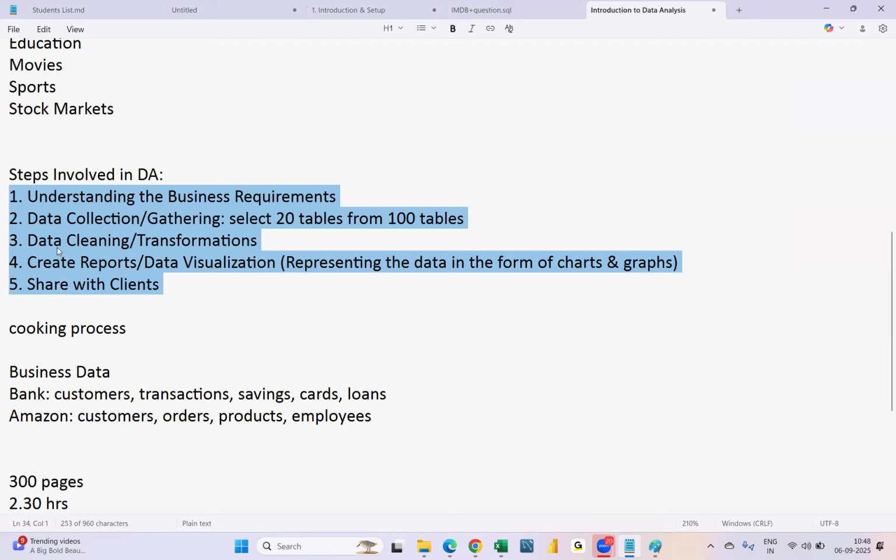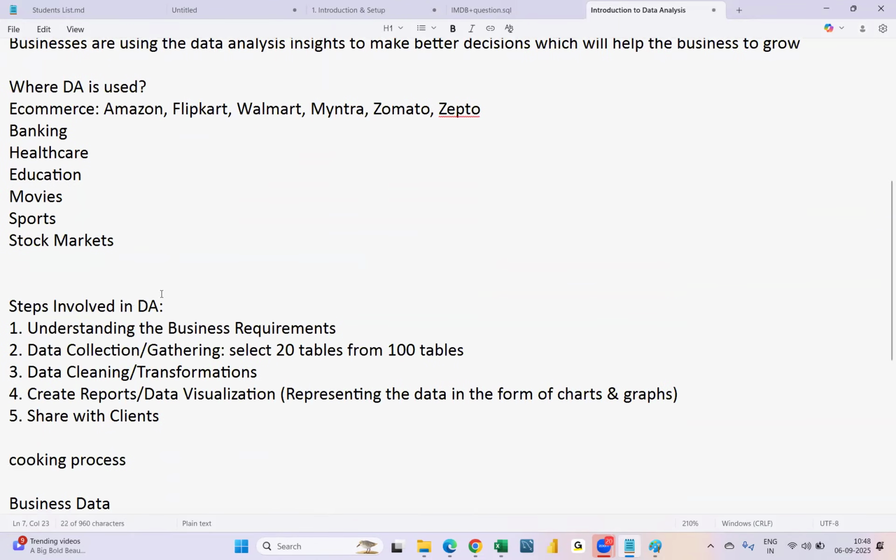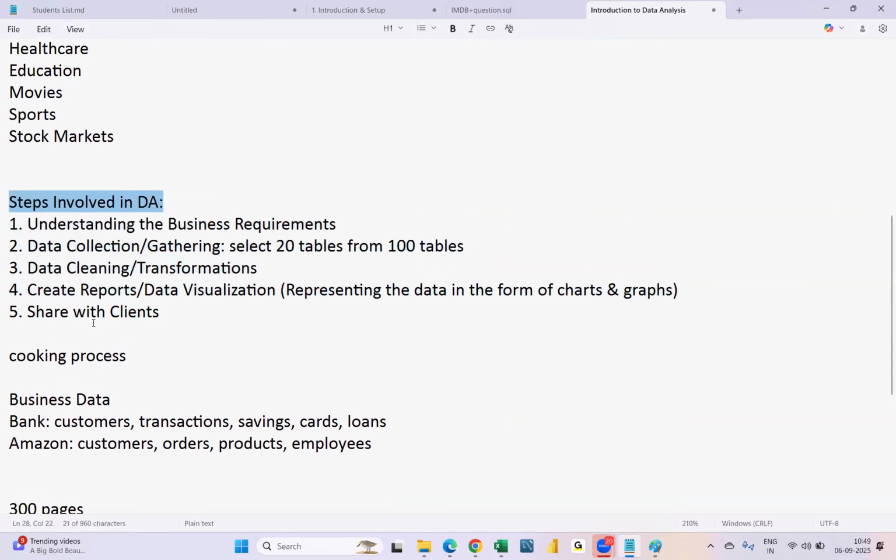Okay, I guess it is easy for you to understand now, right? So this is the second part of the demo. The first part was about explaining the three W's. The second part is about explaining what the steps involved in data analysis are.